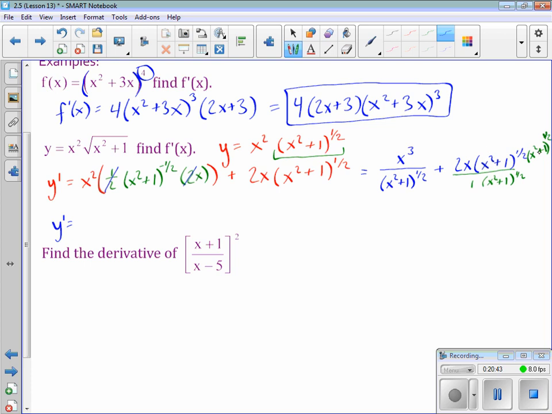You have 2 of these, right? If you have this to the half and this to the half, what's it going to become? Just that to the 1 power. So in my numerator here, I've got the x cubed. And then back here, I've got 2x and then x squared plus 1 to the first.